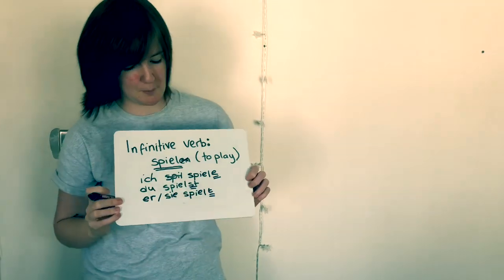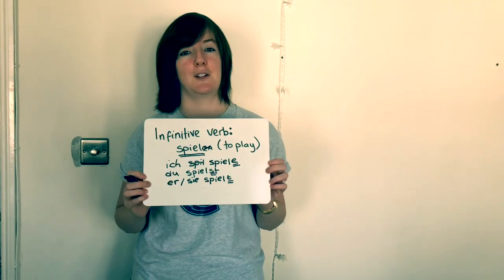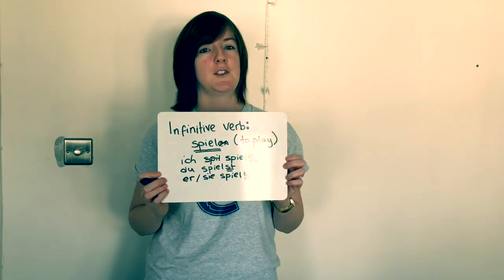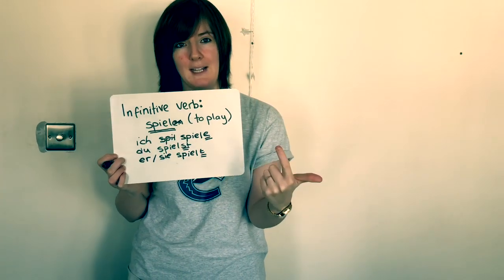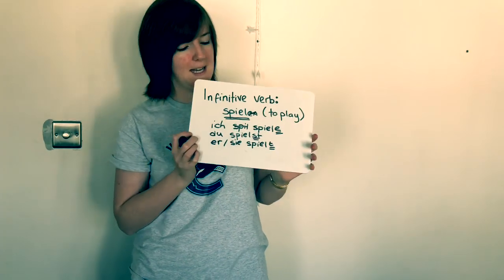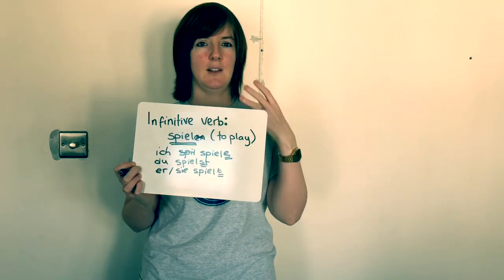The good thing when we're learning German is we only have to learn one present tense, whereas Germans have to learn two. So for example, when a German person is learning English, they have to learn I play and I am playing. However, we, lucky us, only have to learn one. Ich spiele can mean I play and I am playing.